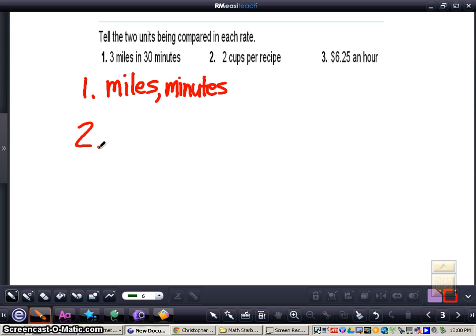For number 2, we have 2 cups per recipe. Once again, cups and a recipe, think about those two units. There's not anything really similar at all between the two. So those are the two units being compared within this rate. So we would just write cups and recipe.